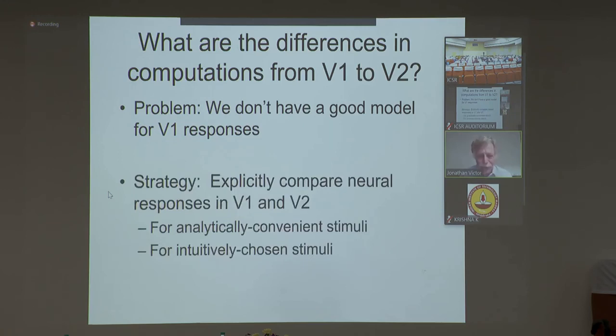We can basically choose some set of stimuli and look at how neurons in V1 respond and look at how neurons in V2 respond. We can do this with stimuli that we choose because they're mathematically convenient, or because we think they're biologically important, or because we have some intuition about them, or for some other reason. So what I'm going to talk about now is several ways of attempting to characterize V1 with the class of stimuli that one can then take to V2 and ask, well, what are the differences?